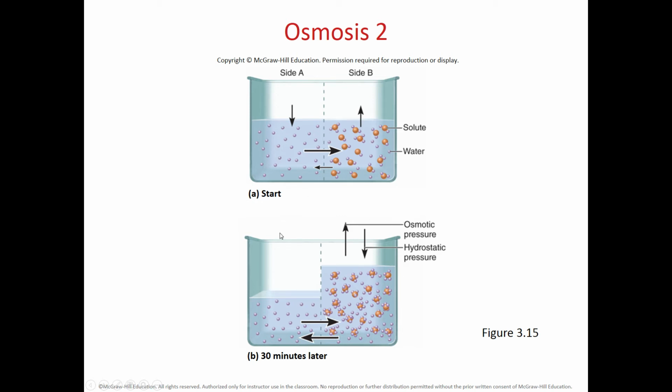And then if you let it go, you will reach an equilibrium 30 minutes later. So site B will increase its volume while site A will become smaller because it loses volume. At some point you reach the equilibrium when the osmotic pressure equals the hydrostatic pressure. The osmotic pressure is the pressure that makes water flow from compartment A to B, and hydrostatic pressure is the pressure that opposes the osmotic pressure, preventing water from moving more into site B.